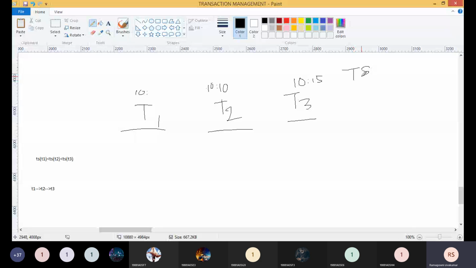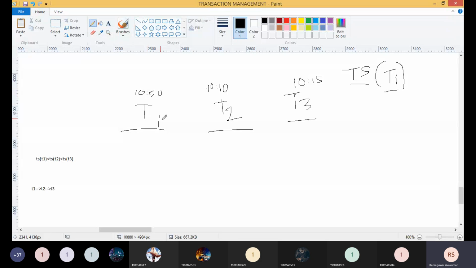Timestamp symbol is what? TS. The transactions represent Ti. What is TS here? Timestamp of transaction Ti. i means the number of transactions: T1, T2, T3 and so on, Ti. This is the timestamp we assign to each and every transaction.